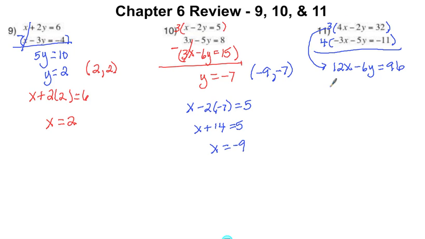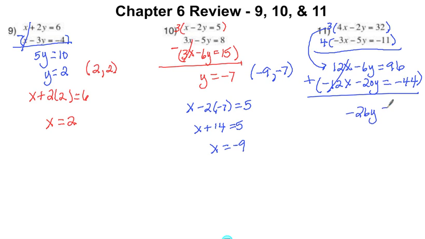And then on the bottom, I'm going to get negative 12x minus 20y equals negative 44. Okay, and so now I'm adding because these are opposite signs, so that goes away. So negative 6 plus negative 20 is negative 26y, and then 96 plus a negative 44 is actually 52. So I get y is negative 2. Okay, after all that.